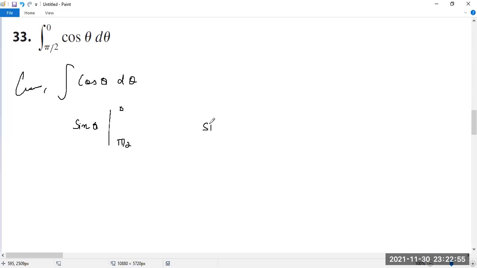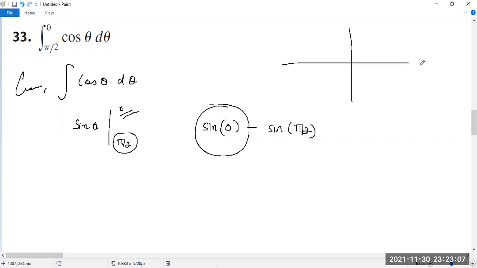So we're going to take sine of theta and evaluate it at the upper bound, which is pi over 2, minus the lower bound, which is 0. So sine of pi over 2 minus sine of 0. Now, sine of 0, at 0 degrees, what is the y value? Well, the y value at 0 degrees is 0, because if you're on the x-axis, then your y values are all 0. Minus sine of pi over 2. The y value at pi over 2, since we're on the y-axis now, is in fact 1. So our answer comes out to be -1.